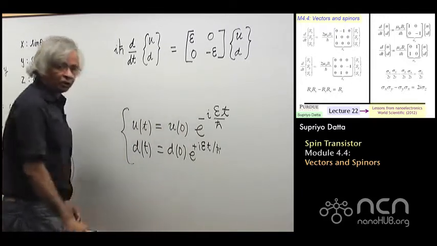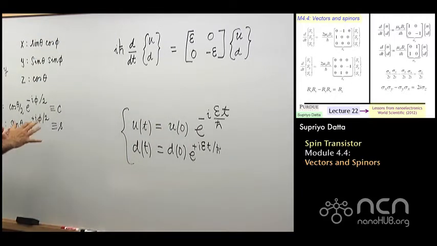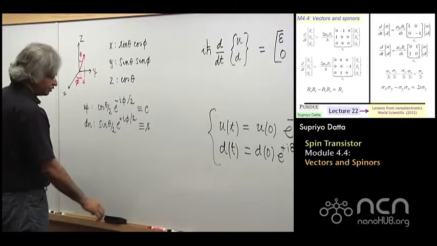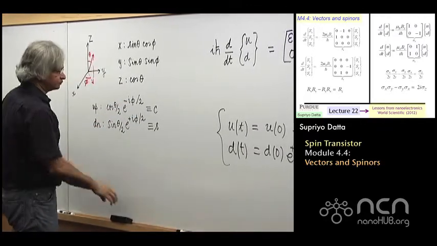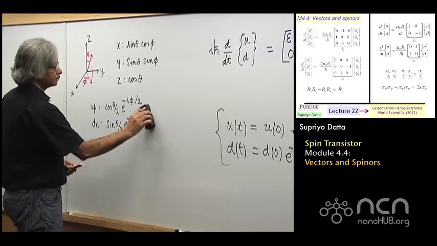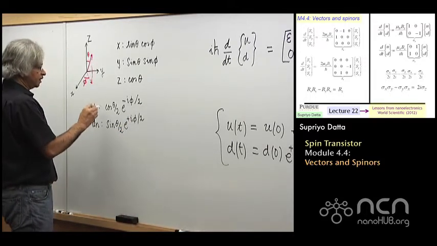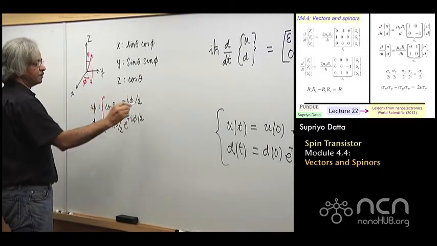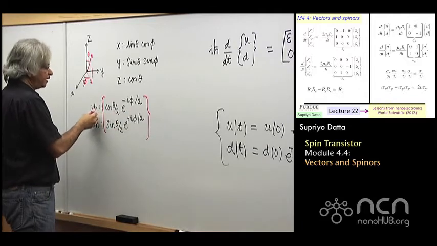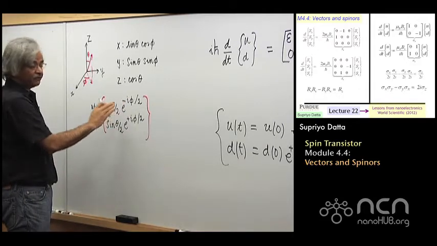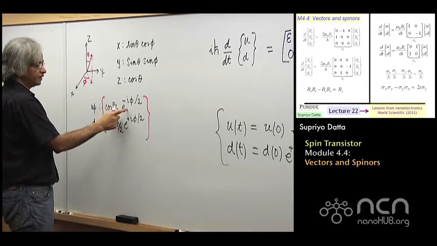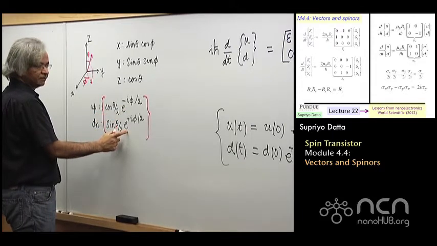So now the point I want to make, and this is where you need to look at our expressions for this up and down components. You see? As I stated earlier, if you have a spinor that's pointing in some direction theta and phi, its up component is given by this and the down component is given by this.